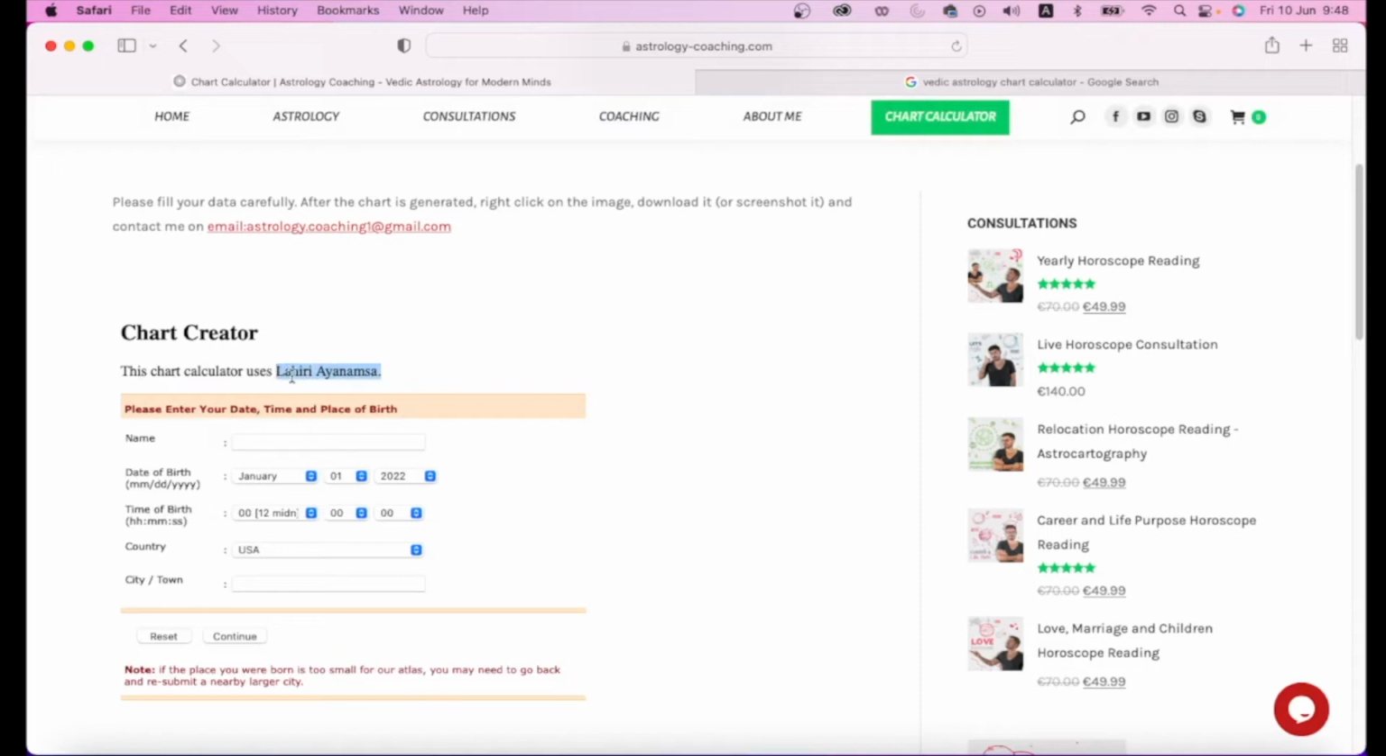So wherever you are checking your chart, you always have to choose Lahiri Ayanamsha. This is very important. This is the type of system that we use in Vedic astrology. This is the most popular type of calculation.